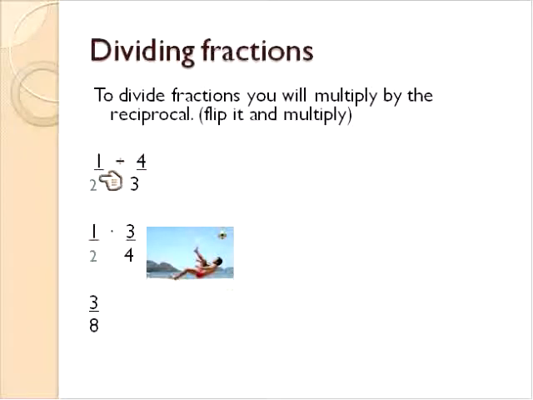Okay, so 1 over 2 divided by 4 over 3 would be the same as saying 1 over 2 times 3 over 4. See, we flipped over that fraction from 4 over 3 to 3 over 4, and we changed it to multiplication. Okay? And when we multiply, it's 1 times 3 is 3, and 2 times 4 is 8, so our final answer is 3 over 8. When we are dividing fractions, that's all you do. Don't worry about trying to divide it. Flip it over and multiply it.